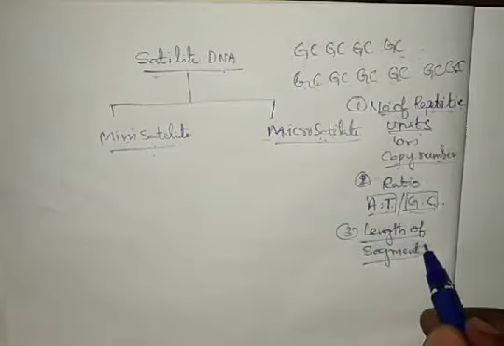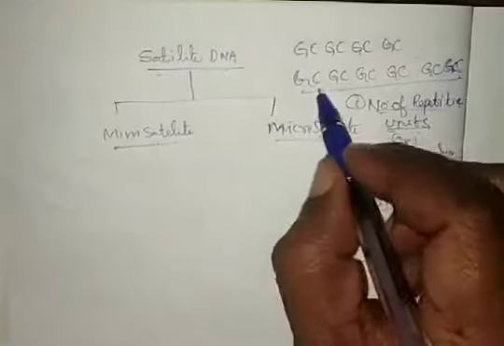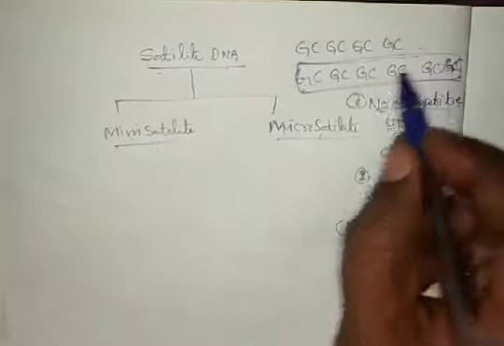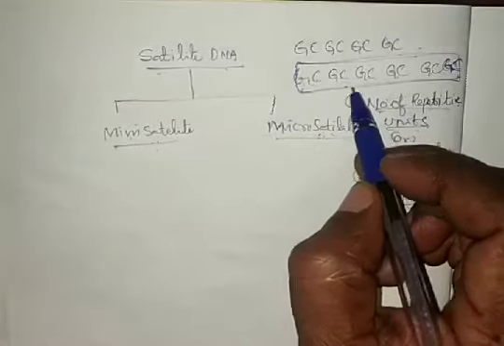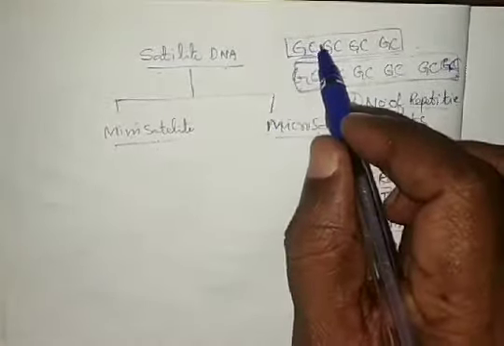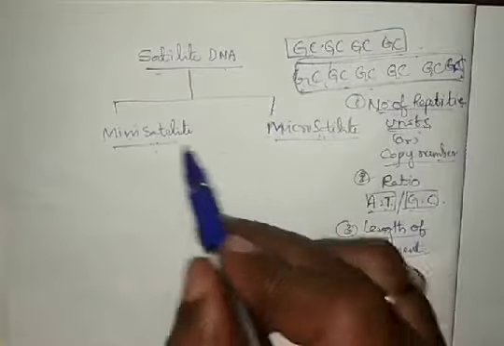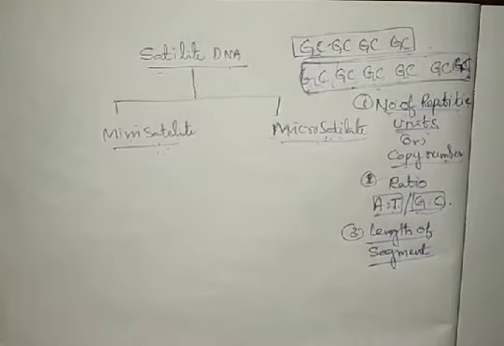And the length of the repetitive DNA segment. The length of this repetitive DNA sequence is bigger than this repetitive DNA. It is a smaller DNA segment, and it is a larger DNA segment. Based on this also, mini and microsatellites are separated.